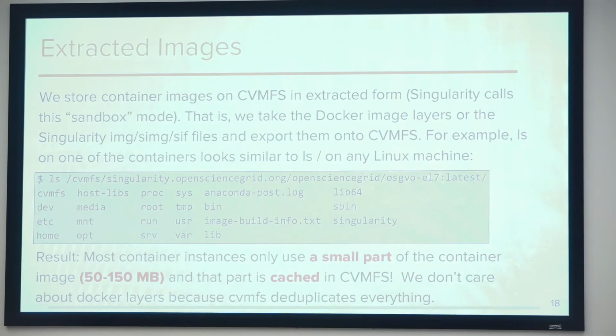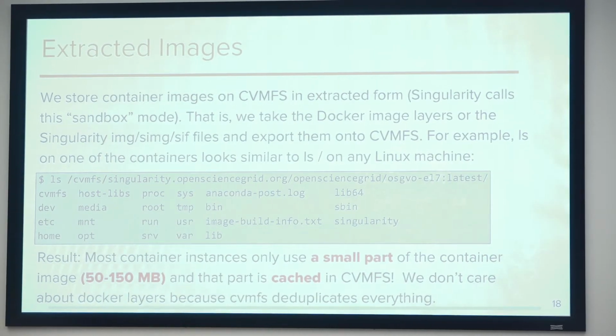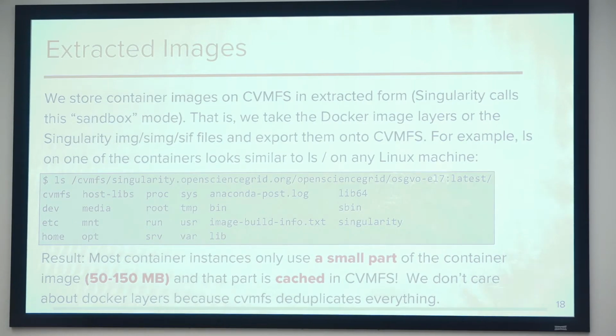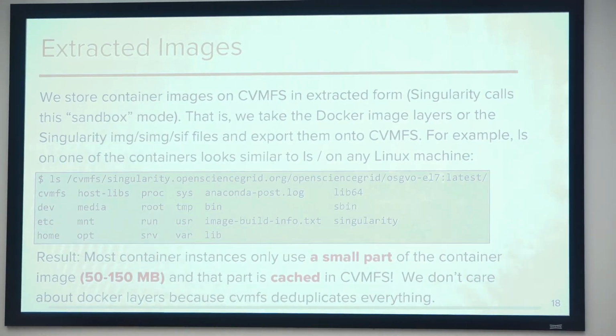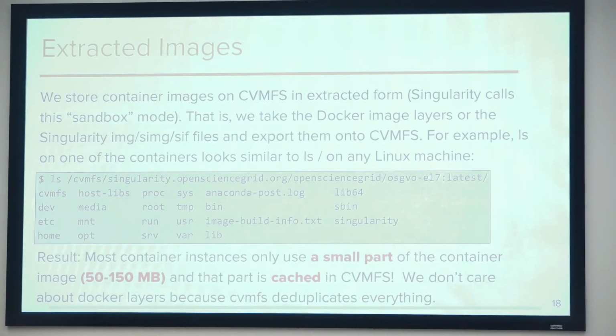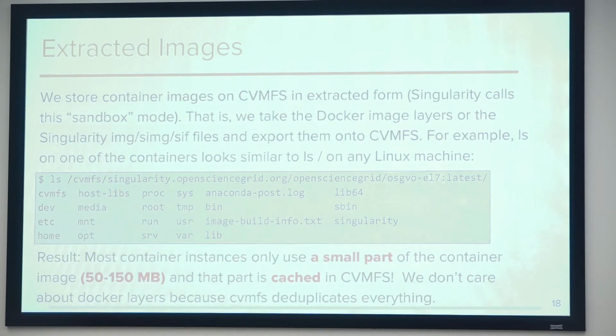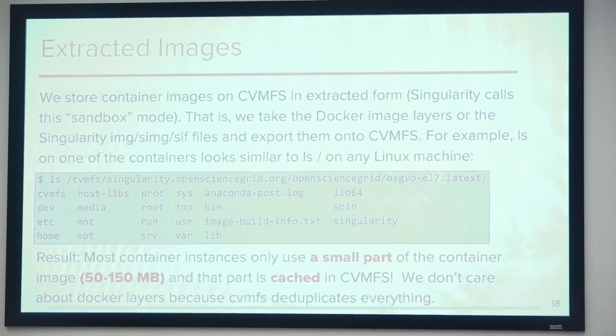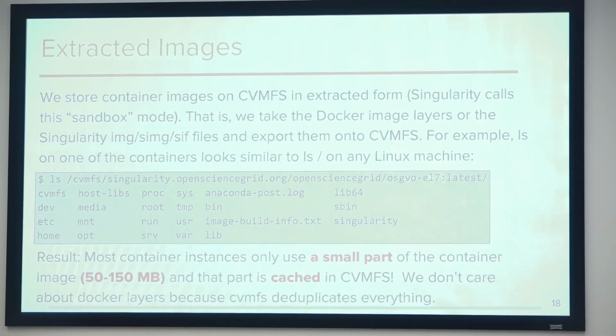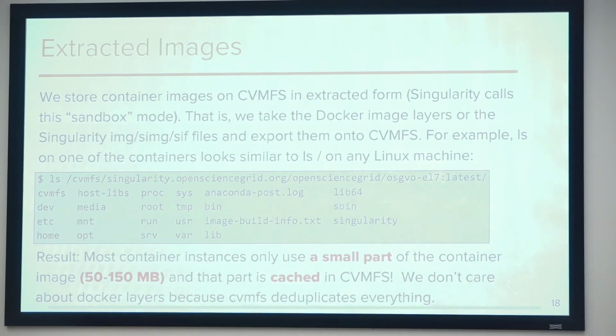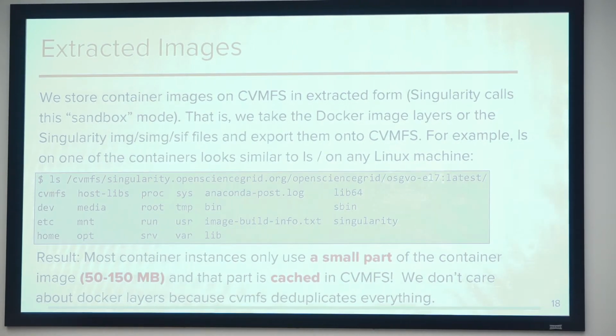So yeah, we store container images on CVMFS in extracted forms, not big monolithic files, but what Singularity calls sandbox mode. And so we unpack them. And so the result is that since we only download the individual files on demand, we end up taking only a very small subset of the actual published files that get downloaded to each node, and it's not all at the beginning. It's as it uses it over time. And we don't care about the individual Docker layers because it all gets deduplicated anyway.